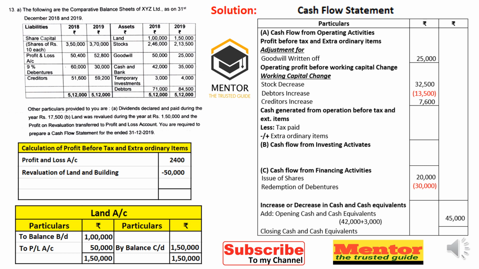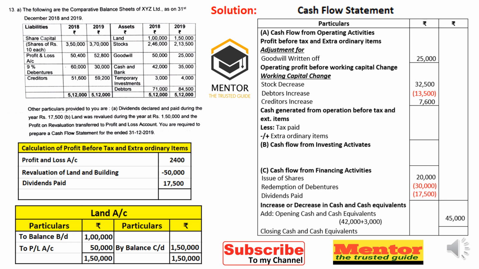We are left with one adjustment: dividend declared and paid during the year. Dividend declared and paid during the year will be written on both sides. One is calculation of profit before tax and extraordinary item, that is 17,500 as an add item, non-cash item, and this will be written in financing activity as a dividend paid, application 17,500. With the help of this, we have done everything.